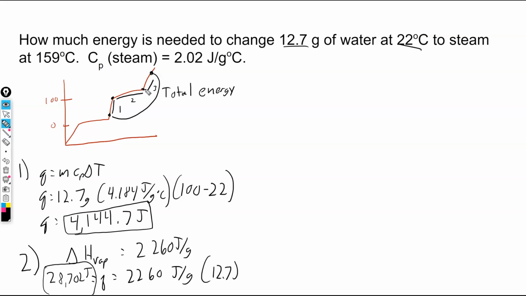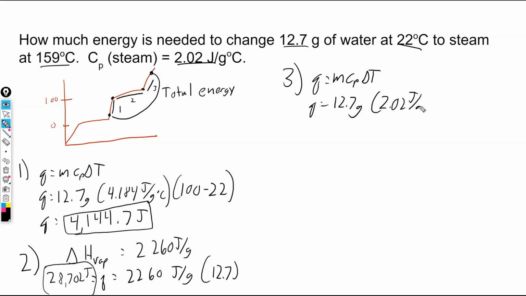Now I am at 100 degrees Celsius. It's all steam. Now I just have to raise this steam from 100 degrees to 159 degrees Celsius. So again, I'm going to go back to Q equals mCp delta T. My mass still has not changed because it's still the 12.7. My specific heat now is the specific heat of steam, which was given to me. And now for my temperature change, the final I want to get to is the 159.